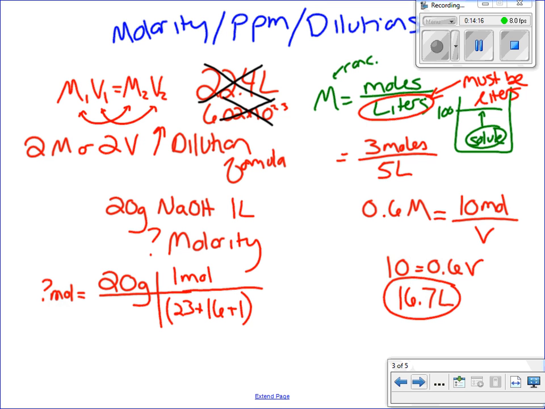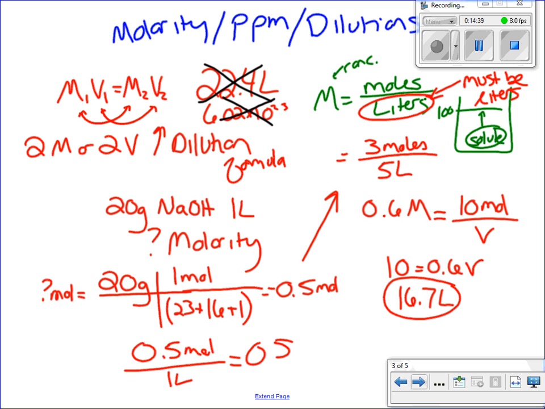So I know that I'm looking at less than 1 mole, right? 20 is going to be less than 40. If a mole weighs 40, I should be about half a mole. And that's exactly what I get. I get 0.5 moles. Then I'm going to use my molarity formula up here and say I have 0.5 moles in 1 liter of solution, and my molarity is 0.5 molar, okay?